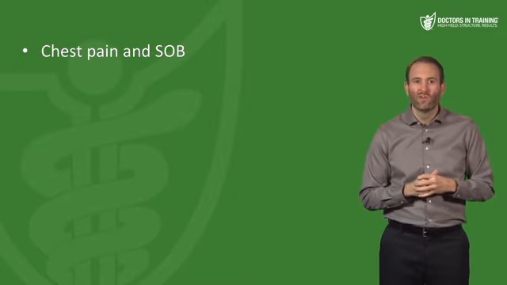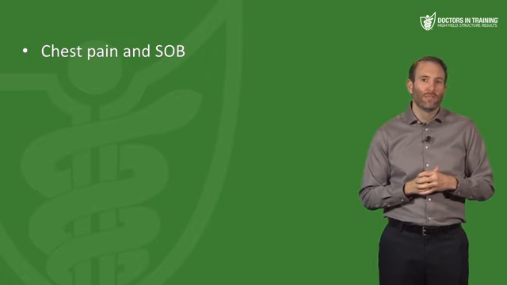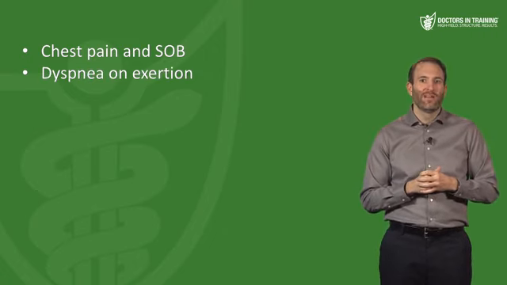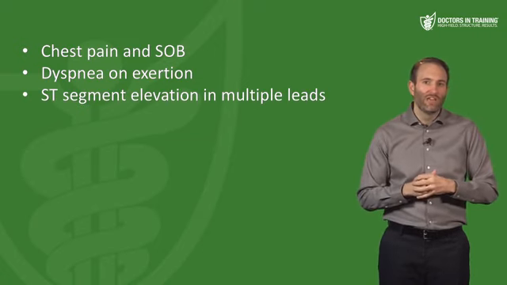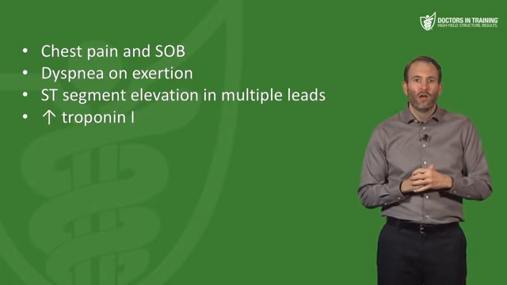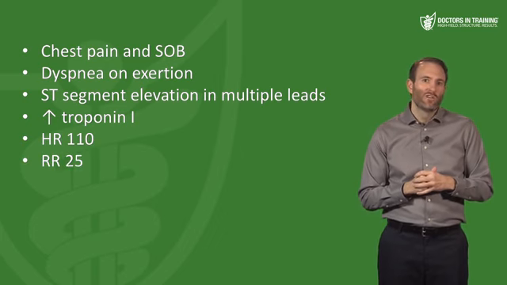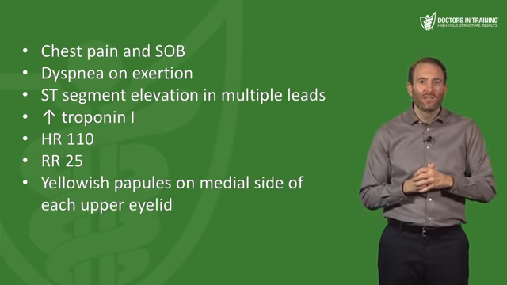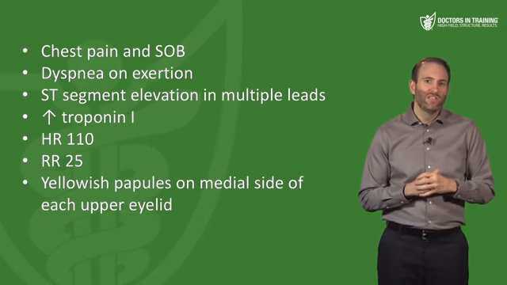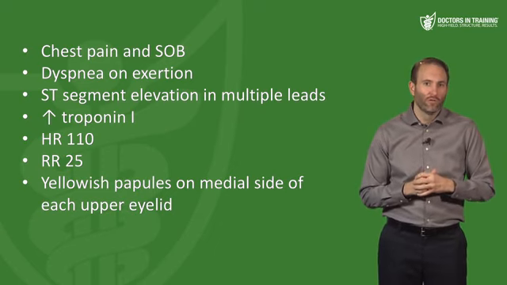A 22-year-old man presents to the ER with chest pain and shortness of breath for the past hour. He has had progressively worsening dyspnea on exertion for the past several months. His ECG reveals ST segment elevation in multiple leads, and his troponin I is elevated. On exam, his heart rate is 110, respiratory rate is 25. He has yellowish papules on the medial side of each upper eyelid. What is the primary cause of this patient's myocardial infarction?